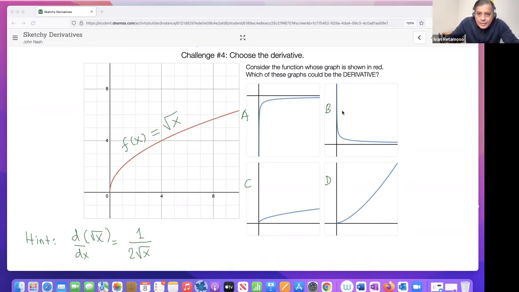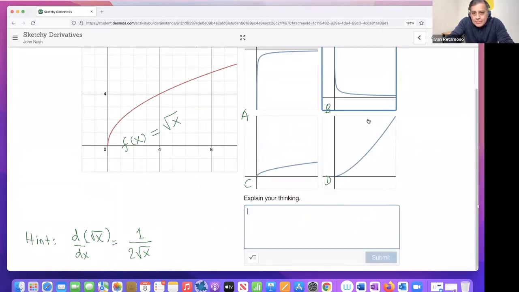The Desmos activity wants you to click in here, right? Click and show that it's this one. Yeah, very good. And then you have to explain, right? I would say since the given graph is increasing and positive, right?